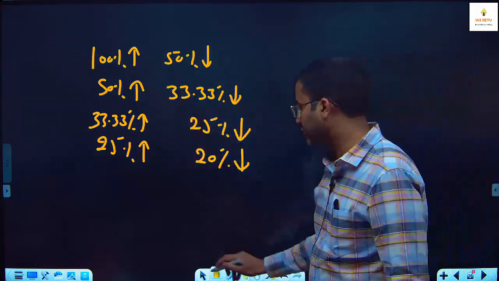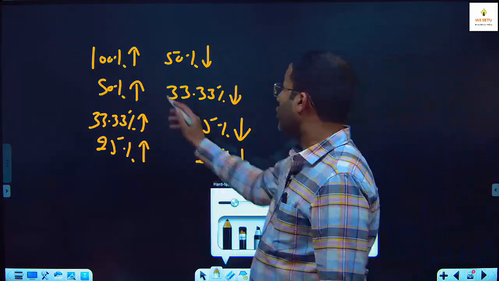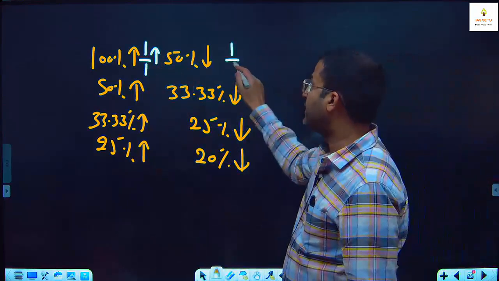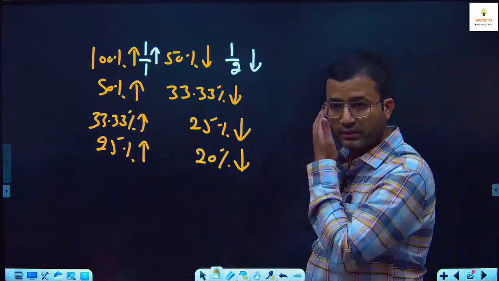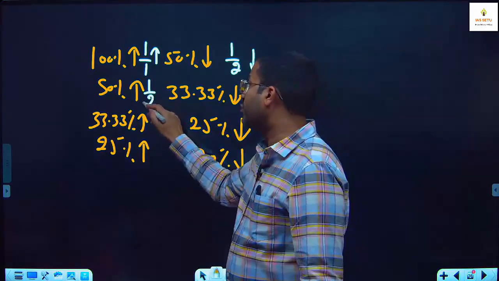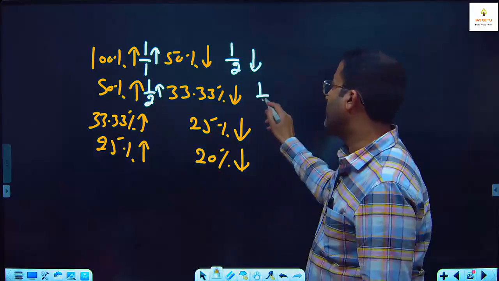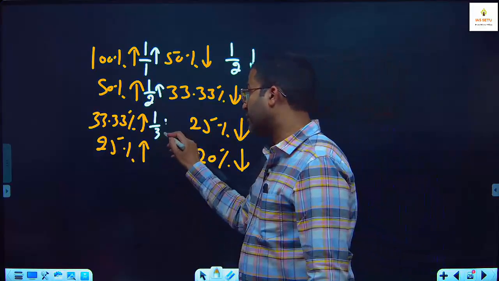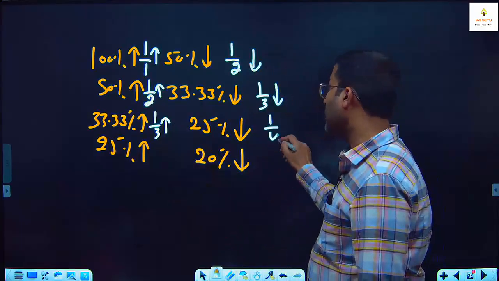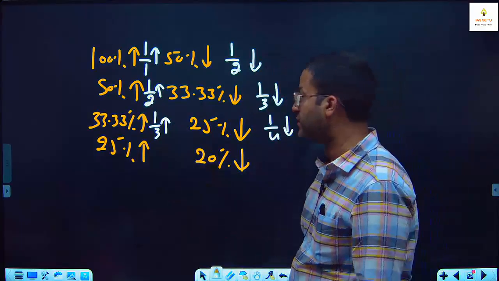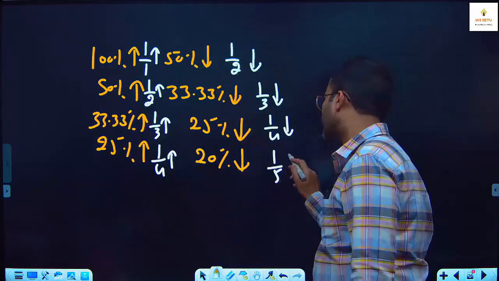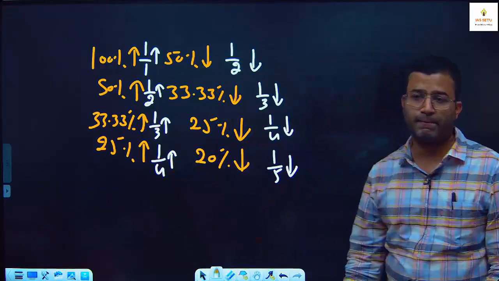I write fraction value here. This is 1/1 increase compensated by 1/2 decrease, 1/2 increase compensated by 1/3 decrease, 1/3 increase compensated by 1/4 decrease, 1/4 increase compensated by 1/5 decrease.